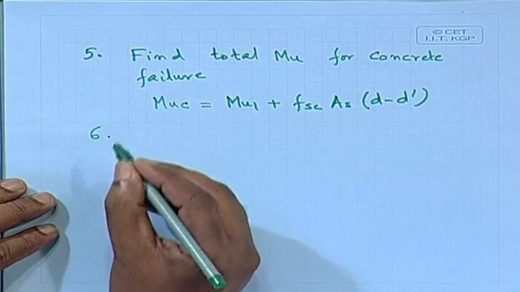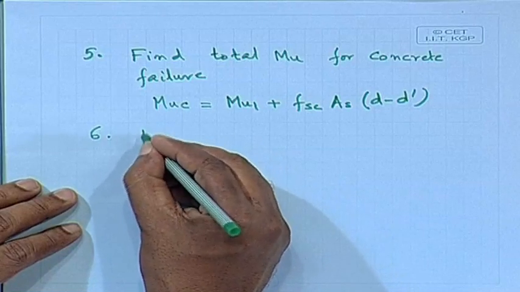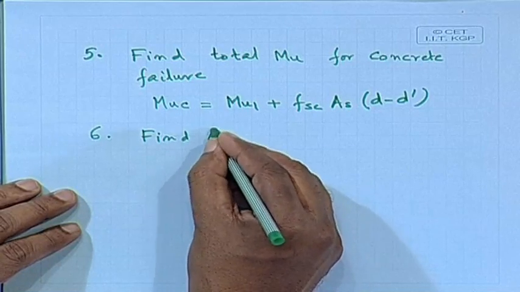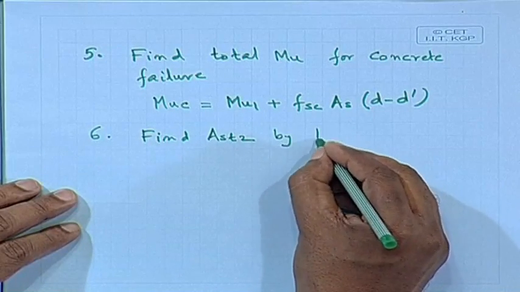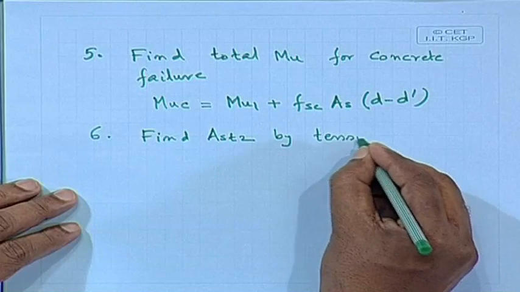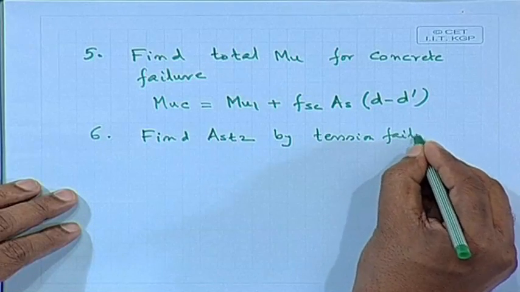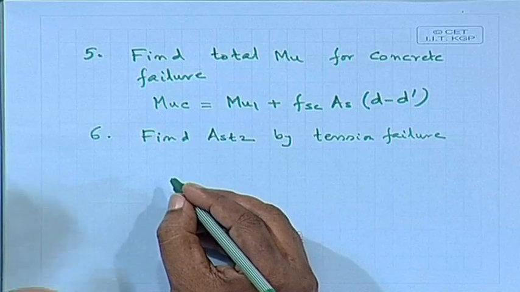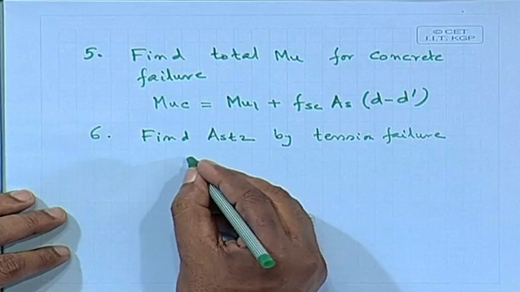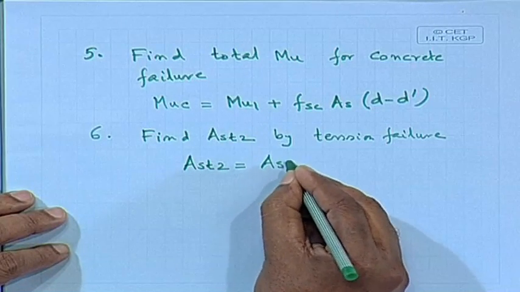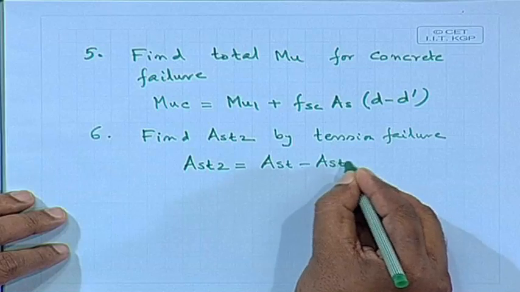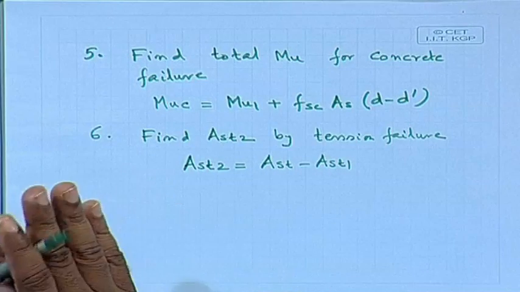Number 6, find AST2 by tension failure. We are analyzing the beam where AST is given. So, I can write AST2 will be equal to AST minus AST1. Because we are having two parts, area of steel AST is the total tension reinforcement in the tension side.